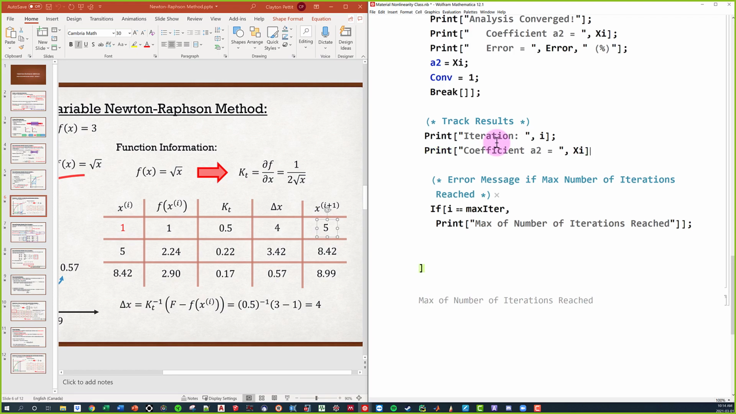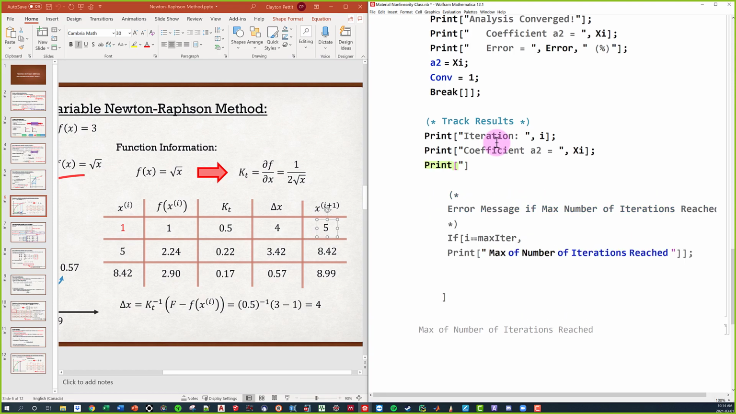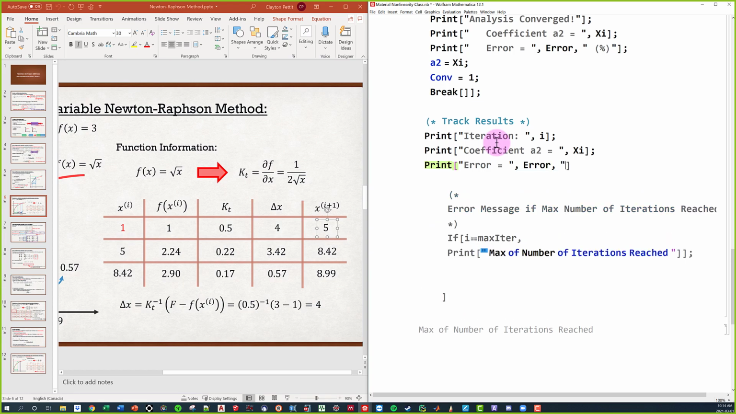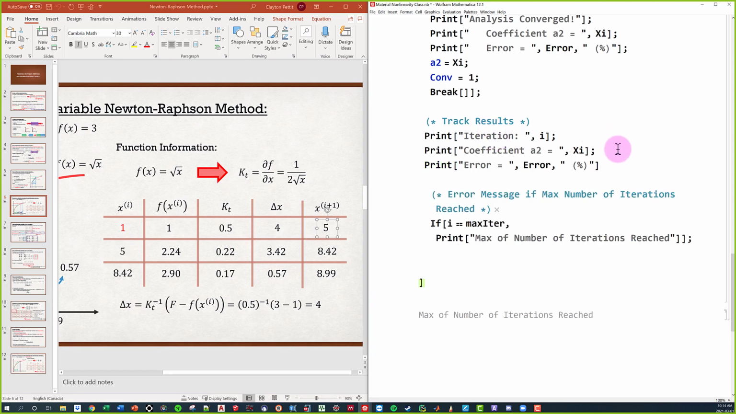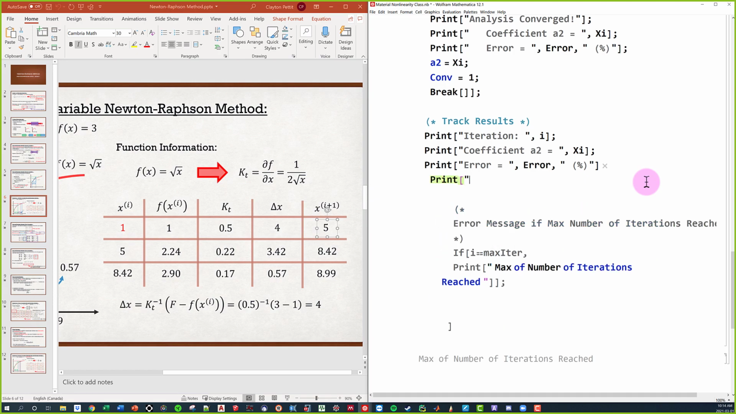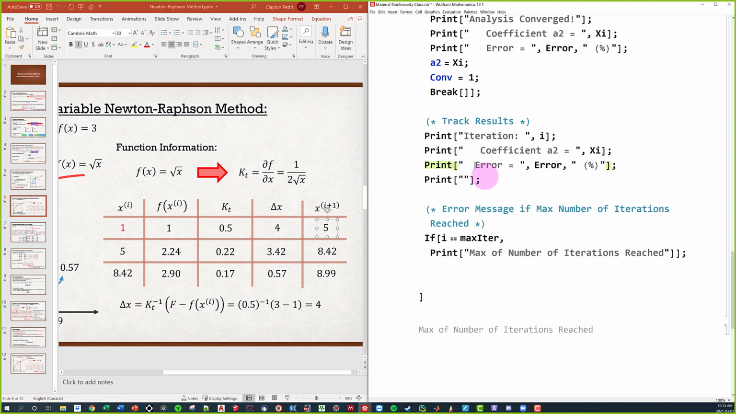So A2 is going to be equal to xi, no problem at all. And then we should also specify what our error is, so we have a good idea of what exactly is happening. So our error is equal to our error. And another thing I like to do, because sometimes people forget, is to put what the units would be. So our error is, of course, going to be in percentage. Now, just to make things a little bit nicer, I am going to include a blank line.